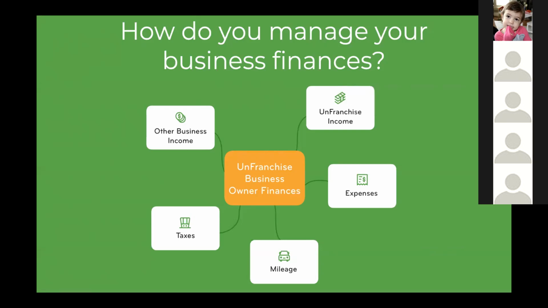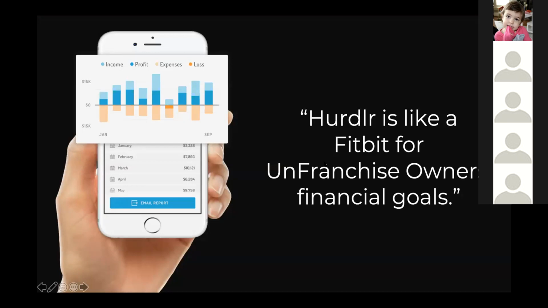But the good news is that Market America has provided us with a system and a tool that can help us to do a better job and be part of that top 10% that does not do that, and that does have a clear idea of what income and expenses are happening in their business. So really, you can just think of Hurdlr like a Fitbit for unfranchised owners' financial goals. It's keeping track of everything that you do. There's a lot of stuff that's automated.